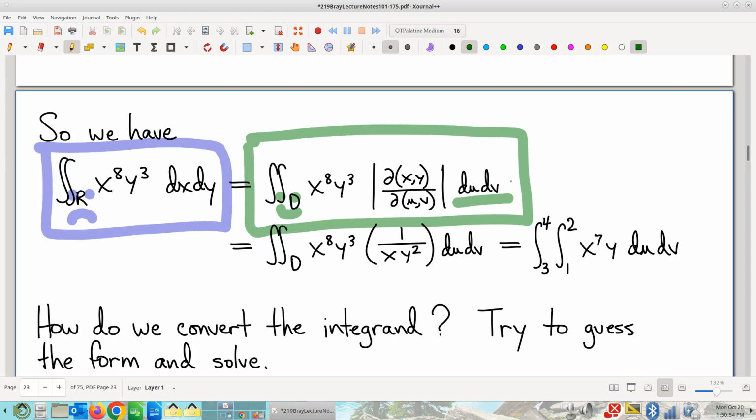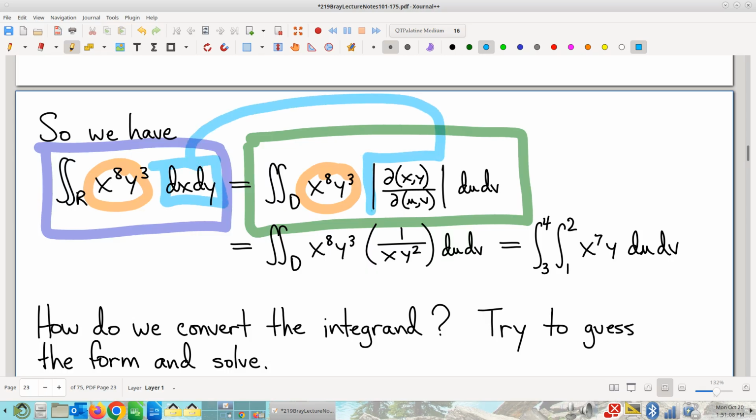So now let's look at the insides. That means that my differential, my dx dy, I need to figure out how to rewrite dx dy in terms of du dv. And a simple rhetorical question: what is this thing that I would multiply by du dv to get dx dy?